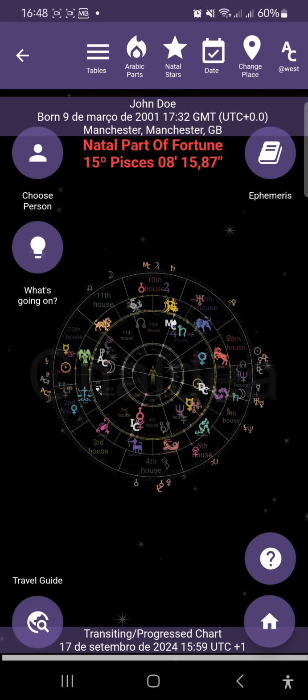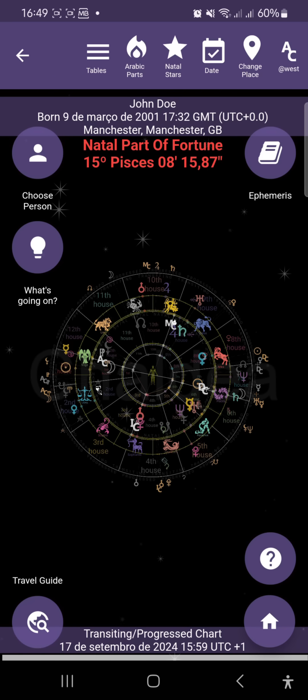Specifically about the part of fortune, it represents a point in our birth chart where the sun and the moon find a harmonious aspect. It is calculated by adding the moon to the ascendant and subtracting the sun if we are born during the day, or adding the sun to the ascendant and subtracting the moon if we are born at night, that is, at a time when the sun is not visible.